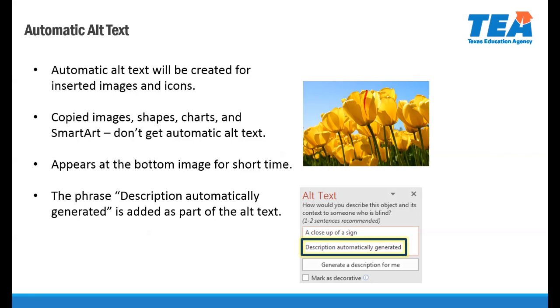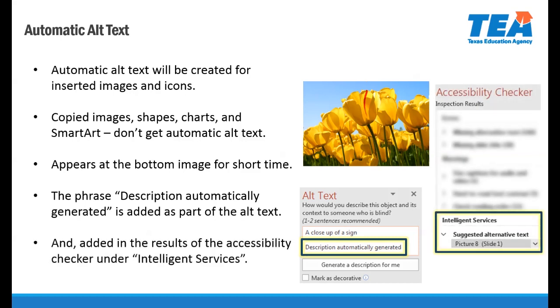Also, the alt text panel will have the phrase "description automatically generated" as part of the alt text. And the image will show up on the Accessibility Checker under Intelligent Services. This is to remind you that the image needs a review of the alt text. Most times, the automatic alt text will not be appropriate alt text for the image. You will need to review the alt text all the time this feature is turned on.